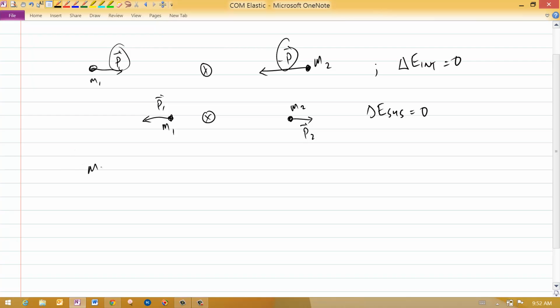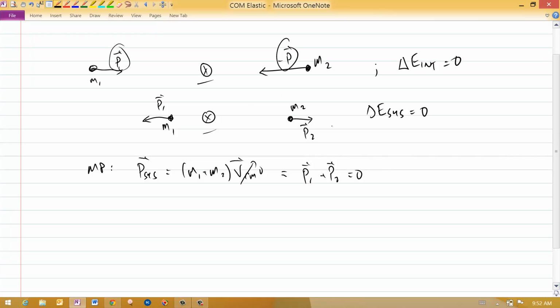So the momentum principle says that in the final state, the momentum of the system is equal to the total mass, m1 plus m2, times the velocity of the center of mass, which is 0. It has to be 0 because it started at 0, it ends at 0, and there are no forces from the surroundings. That's the momentum principle, which means that P1 plus P2 has to be 0.